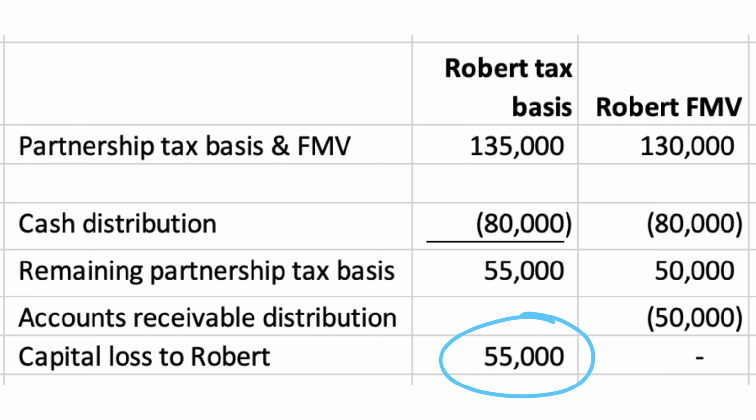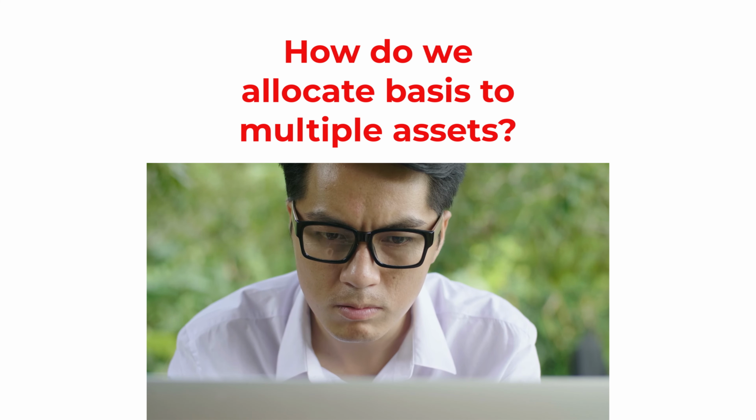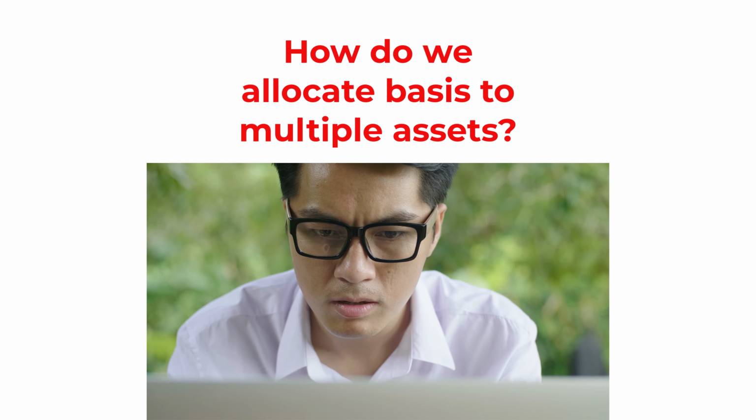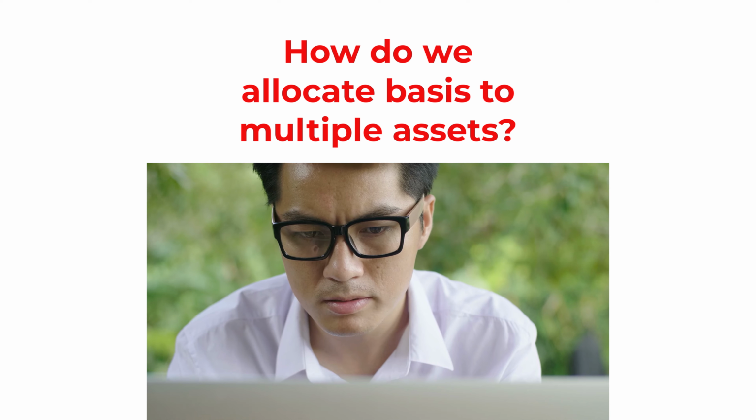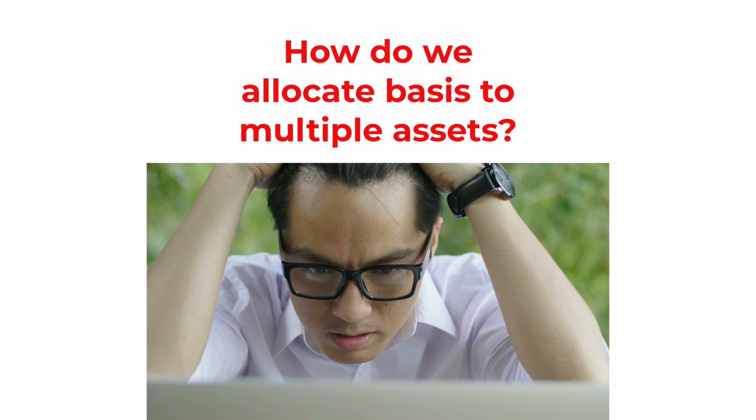We only had 3 assets here, and they were all in different categories. How do we allocate tax basis to distributed property if multiple assets within a single category are distributed? We'll tackle that problem in the Part 4 video. In the next video, the third video, we'll look at disproportionate distributions, both current and liquidating.